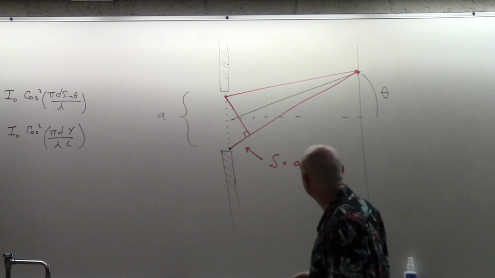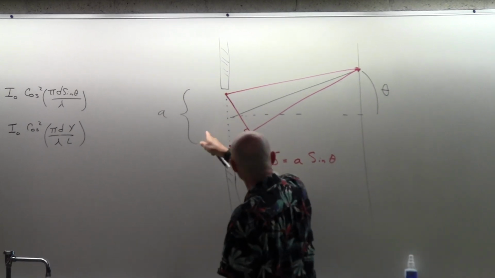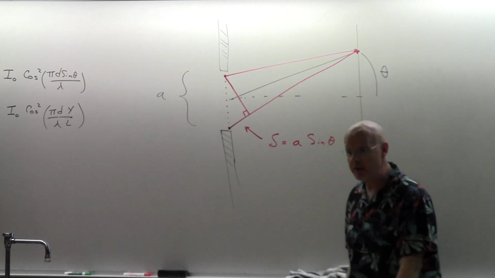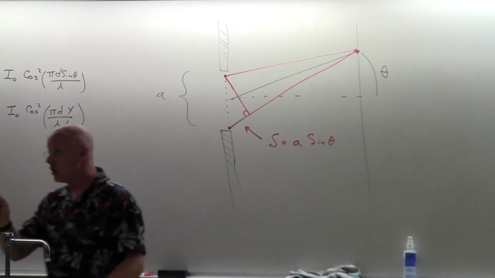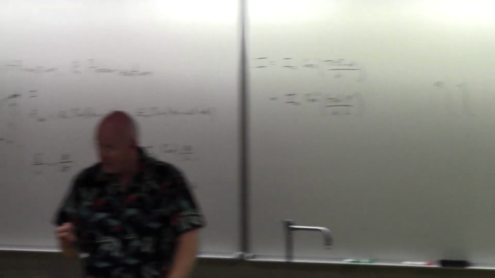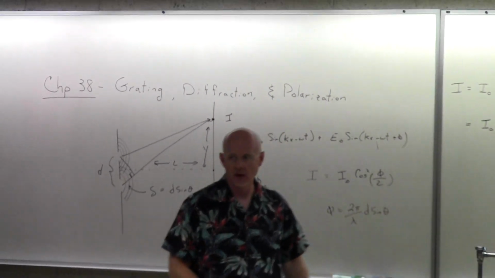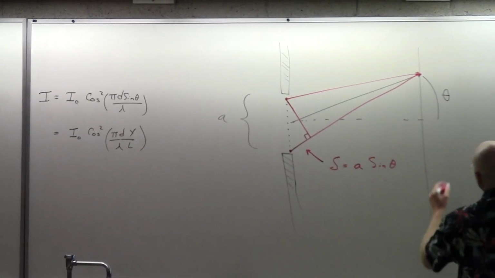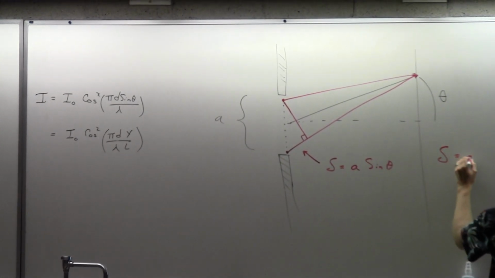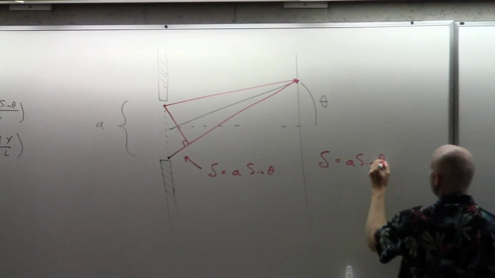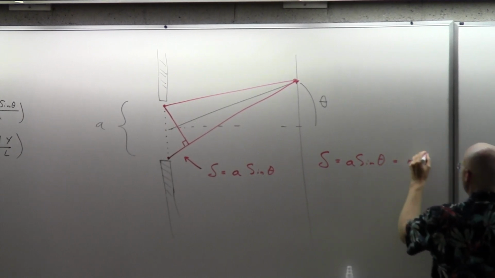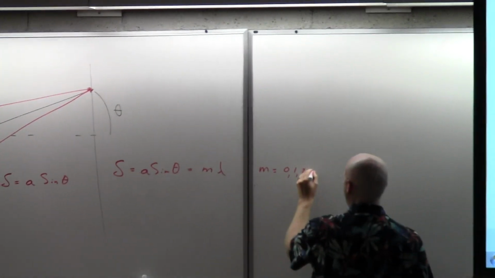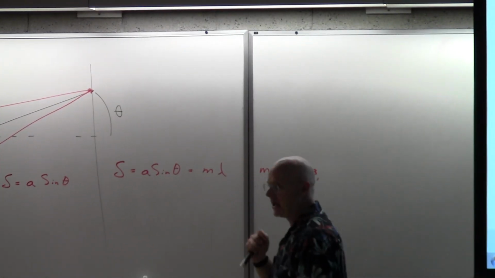But the geometry would still be the same. This part would be the size of the opening A, so A sine theta is the path difference between the two. Also remember, this is the path difference between the two. Here's why I say that. What if this distance, which is A sine theta, is an integer number of wavelengths? What's going to happen on the screen?